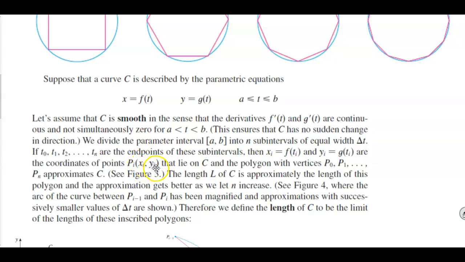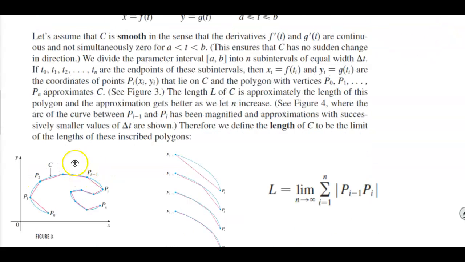p subscript i, (x subscript i, y subscript i), that lie on C, and the polygon with vertices p subscript 0, p subscript 1, all the way to p subscript n approximates C. We can see that in figure 3 here. So here is your first point, there's your second point, your third, and so on. You can see you're creating these segments. Now the length L of the curve C is approximately the length of this polygon, and the approximation gets better as we let n increase.